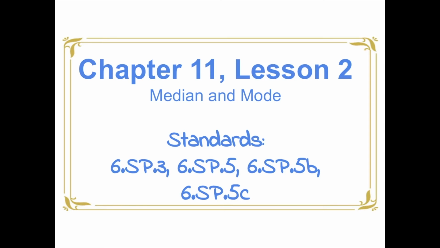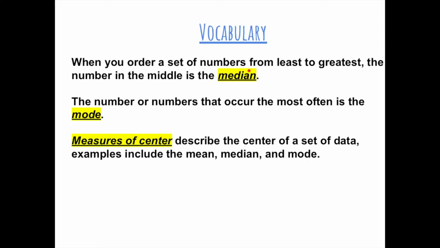Chapter 11, Lesson 2, Median and Mode. When you order a set of numbers from least to greatest, the number in the middle is the median. The number or numbers that occur the most often is the mode.